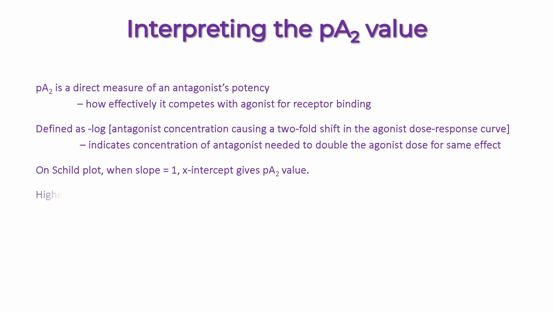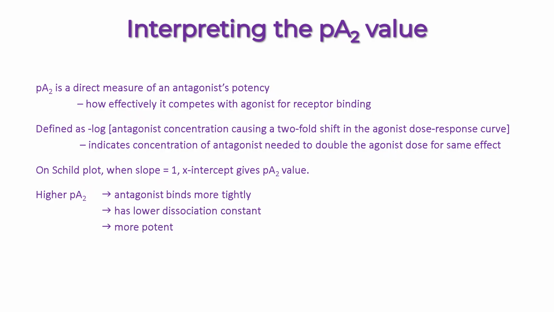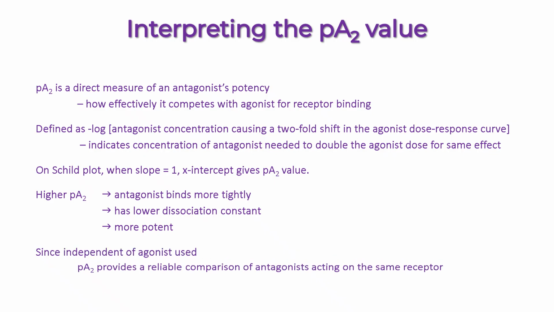A higher pA2 value means the antagonist binds more tightly, has a lower dissociation constant, and is therefore more potent. Because it is independent of the agonist used, the pA2 provides a reliable way to compare antagonists acting on the same receptor system.